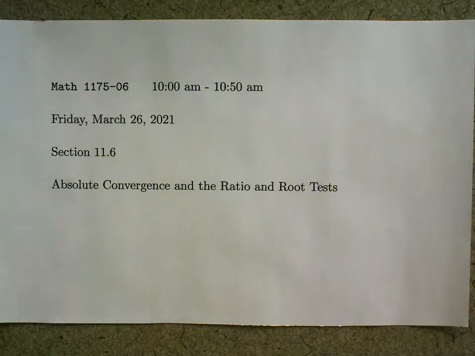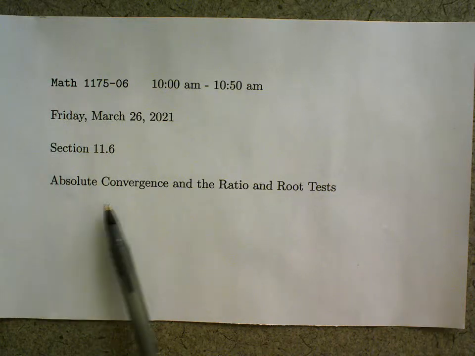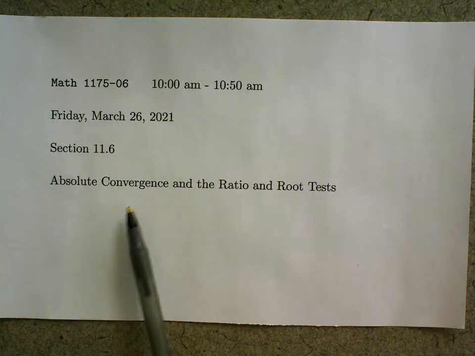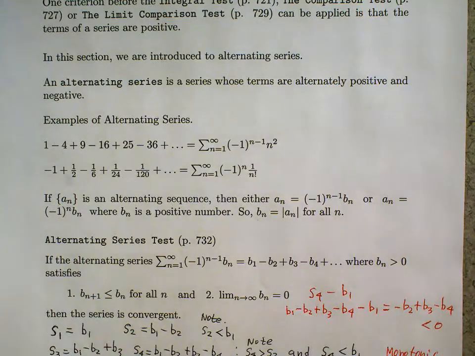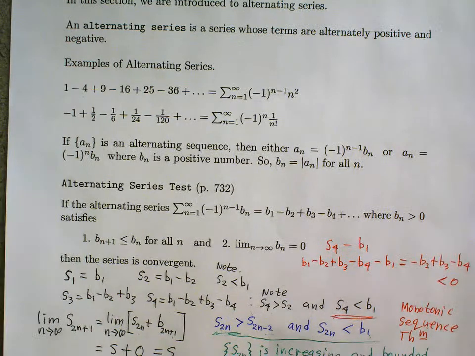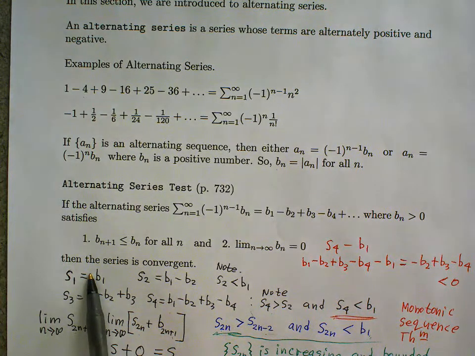In a few minutes, we'll start section 11.6 on absolute convergence and the ratio and root tests. But first, we'll finish section 11.5 on alternating series. So before we look at more examples, let's review the alternating series test.